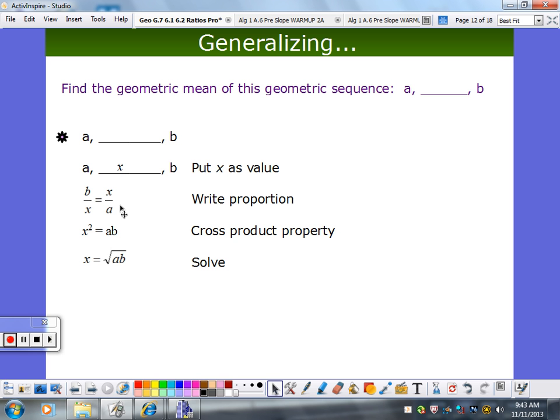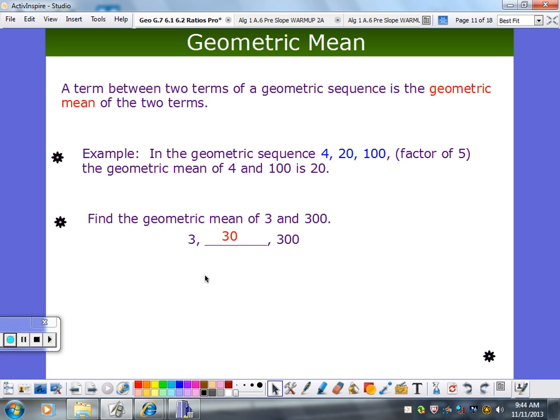All right. Now I'm going to use a cross product. So X times X is X squared equals A times B. How do I find X? Take the square root of both sides. So I get X equals the square root of AB. Did that work for this one? If I take the square root of 3 times 300, what's 3 times 300? 900. What's the square root of 900? 30. Look at that. Now she knows how she got it. She did that in her head.